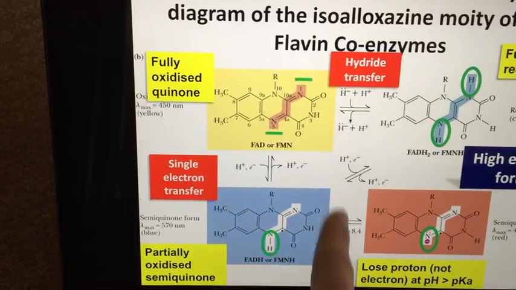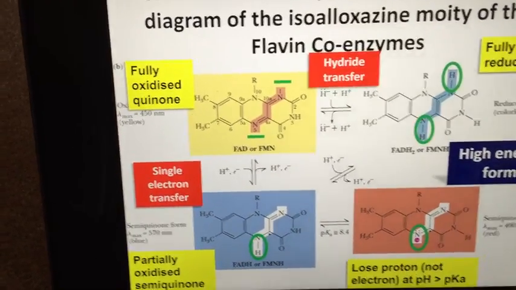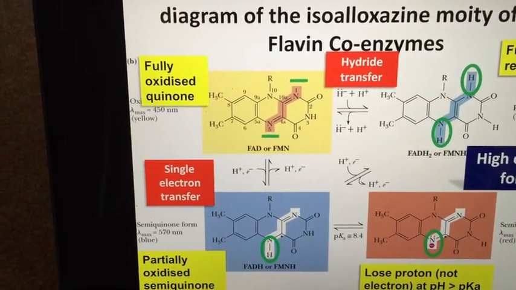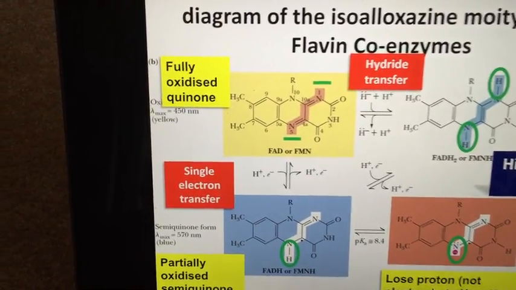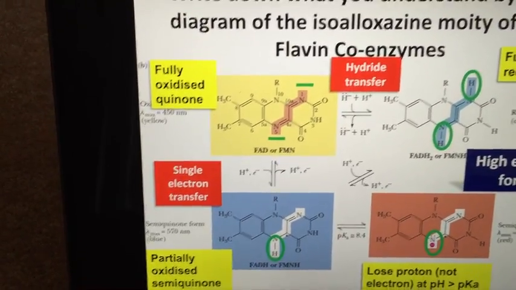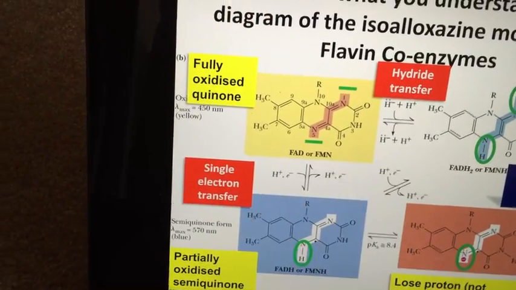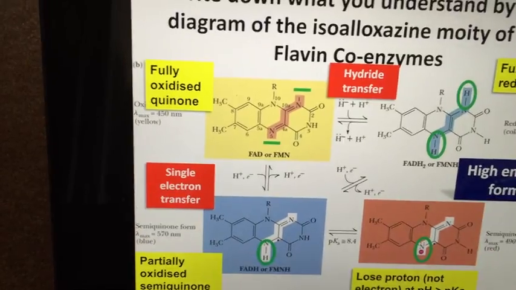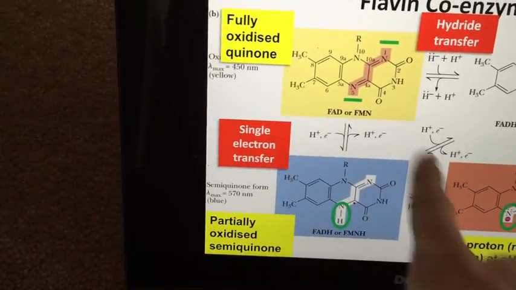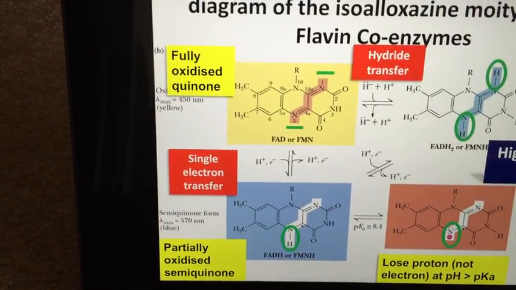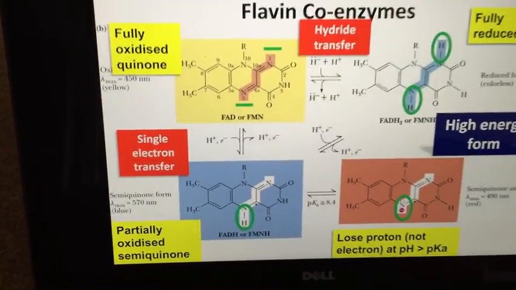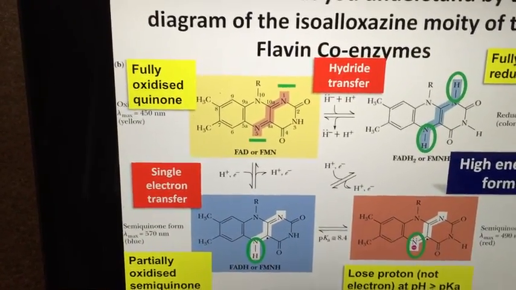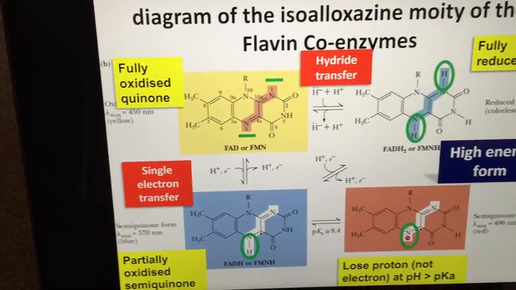Note the colors. The colors aren't there just to make this picture look pretty. They are there to show the wavelengths at which these structures absorb light, and they are actually differently colored. So when FAD is oxidized, it is yellow, but when it is reduced, it has no color. If it is reduced by only 1 electron, however, it is blue. And if it loses the proton and not the electron, then it is red, depending on the wavelength at which it absorbs light.